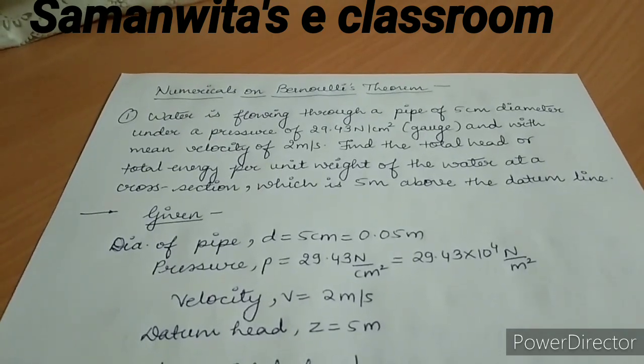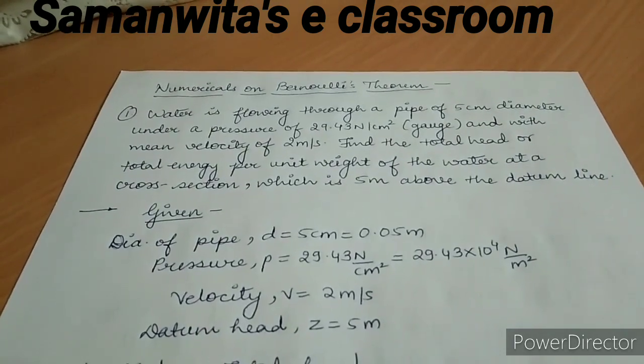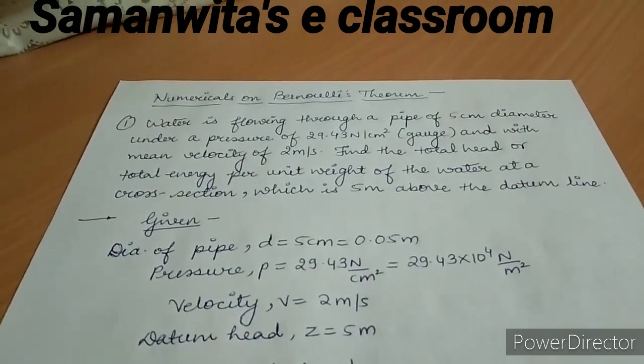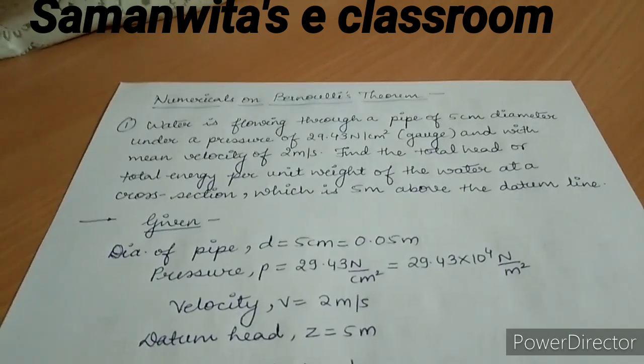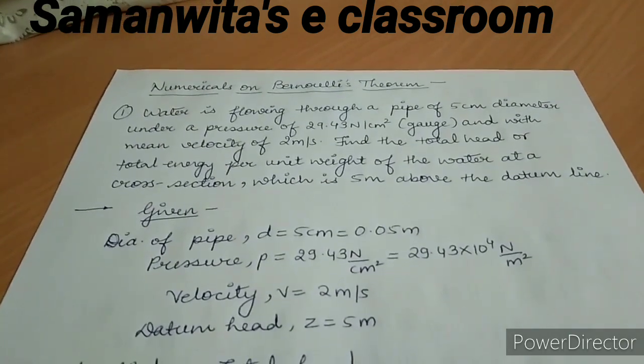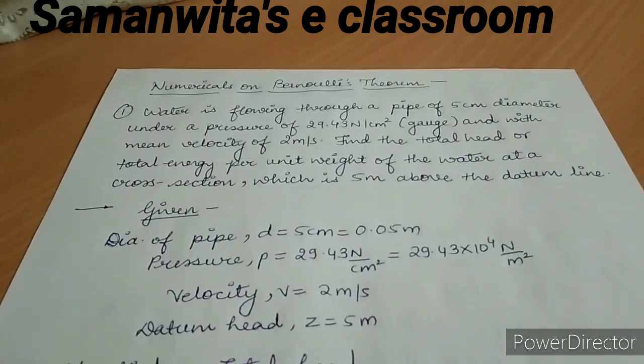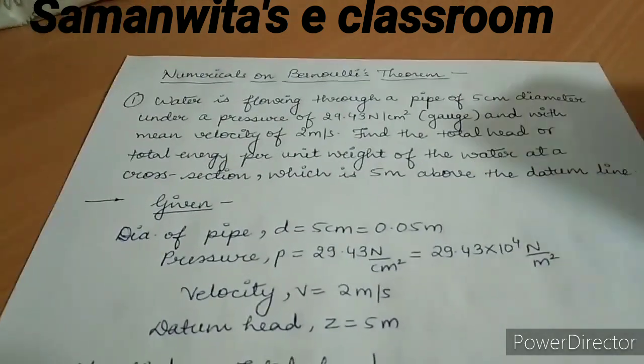In the previous session I have already discussed the derivation of Bernoulli's equation from Euler's equation of motion. Now we will see certain numericals on Bernoulli's theorem. Let's start with the first one.